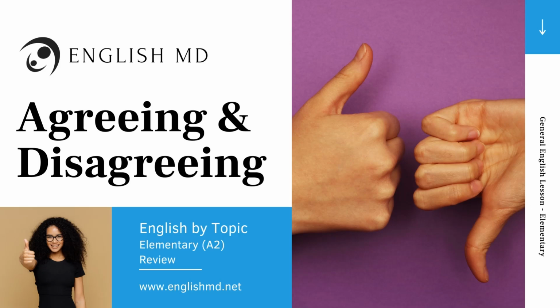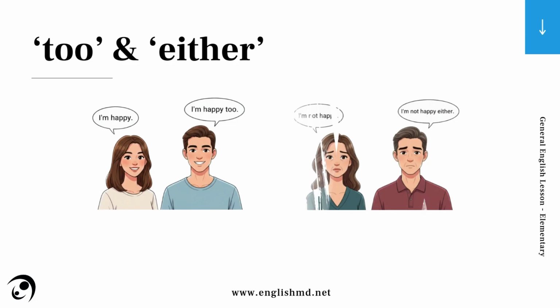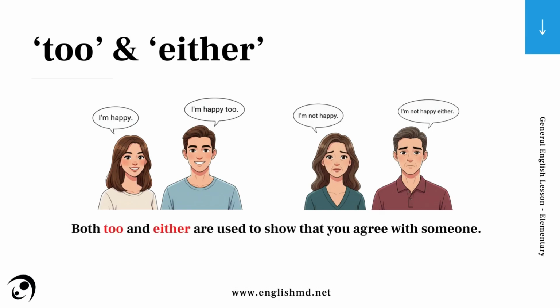Agreeing and disagreeing. Too and either. I'm happy. I'm happy too. I'm not happy. I'm not happy either. Both too and either are used to show that you agree with someone. Both are used at the end of a sentence.